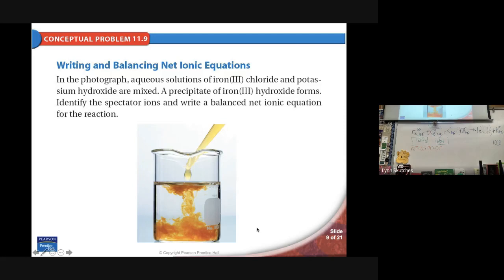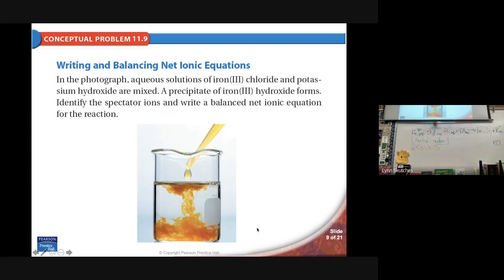So if we've got three chlorides on this side, we're going to have three chlorides on this side, right? Balance the equation. We do, but they stay dissolved. So we're doing a complete ionic equation. These are our spectator ions. If we have three chlorines, they have to go with three potassiums. And that's a good thing because potassium hydroxide has three potassiums and three hydroxides.